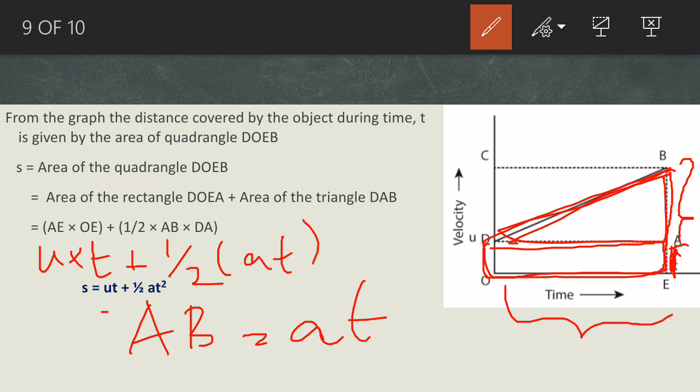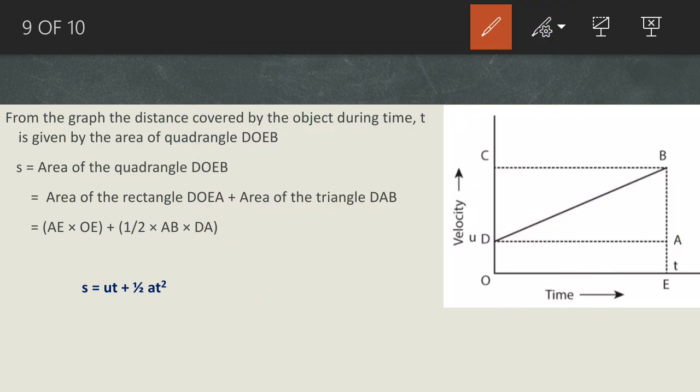AT, and DA here is nothing but OE, which is again equal to T. Therefore, S is equal to UT plus half into AT into T, nothing but AT square. So, S is equal to UT plus half AT square.